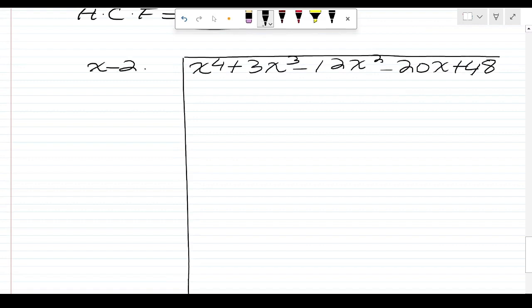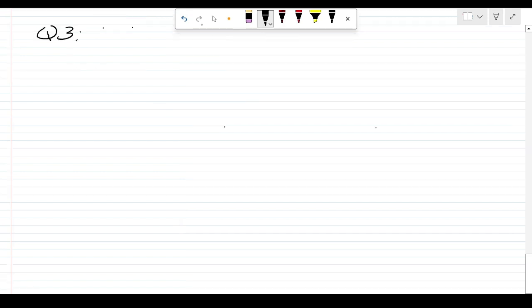Now x power 4 divided by x is x cube, so we're going to put x cube in the quotient position, and that means we're going to have x power 4 right here. So x power 4 and x power 4 both get cancelled and the resultant is 0. So we can simply write 0 here.